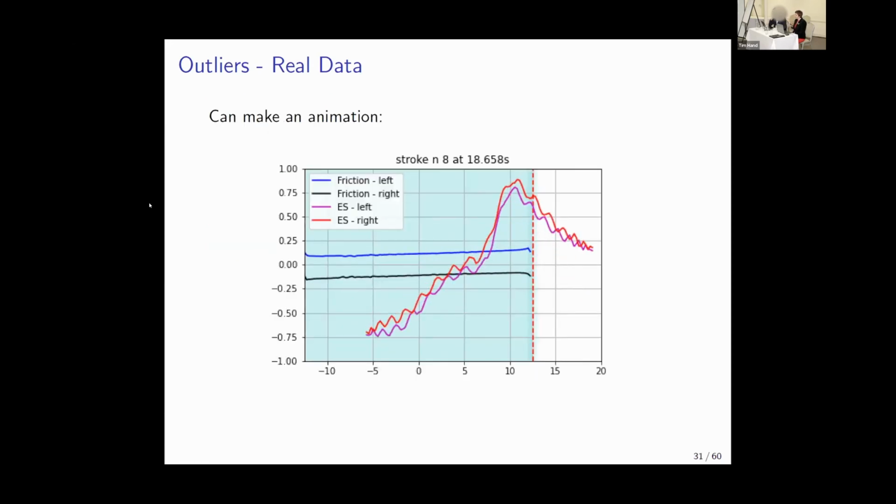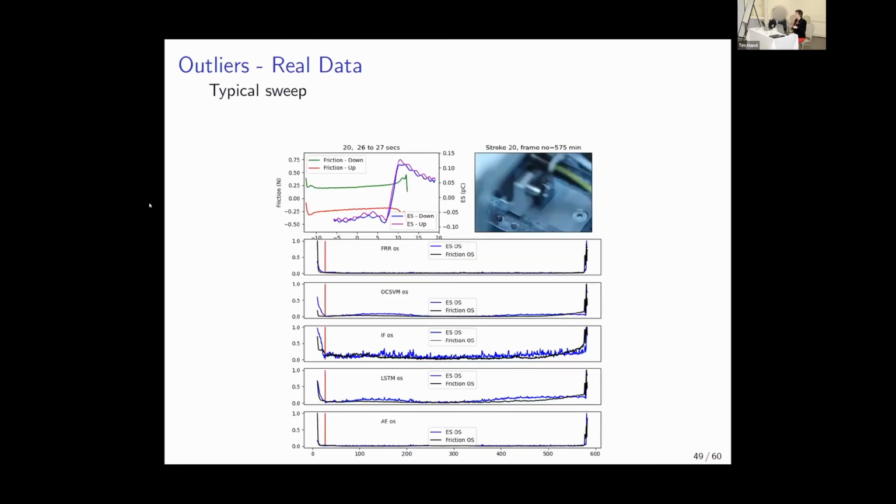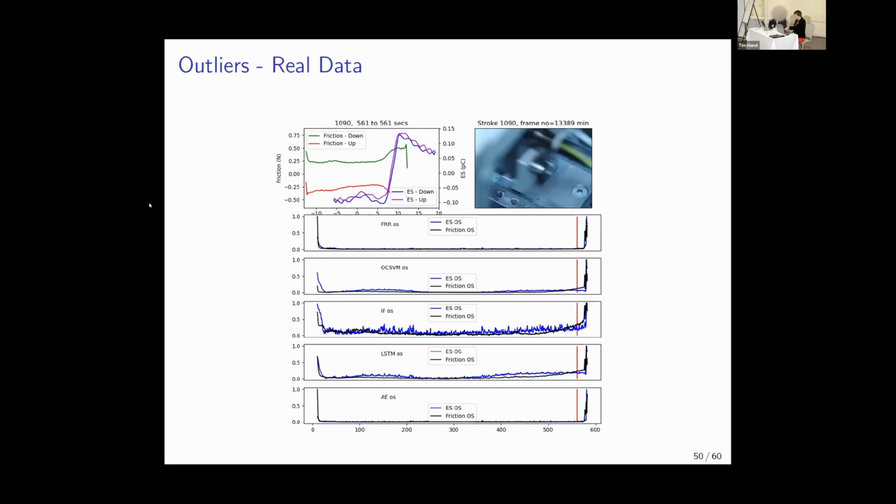You get this lovely little animation, which my clicker is doing nicely. And you can see the electrostatic sensor is picking up a buildup of charge just at the end of that wear scar, which is quite cool. So we can look for outliers in the data. We don't have time for the video. This is a screenshot from it. This is the outlier score of the last video.